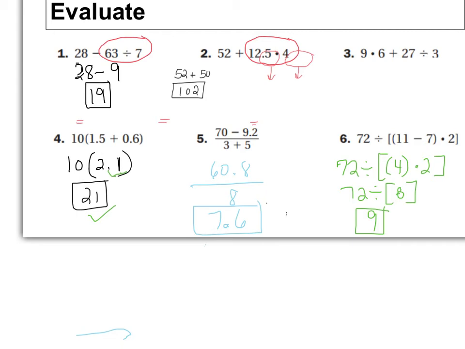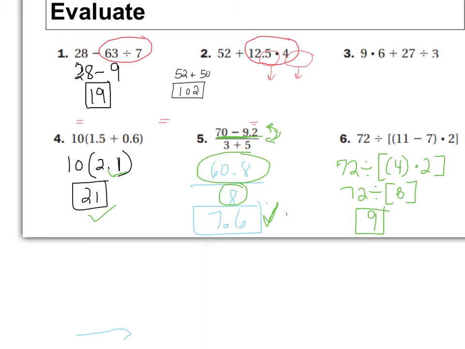Number 5 shows a fraction bar as a grouping symbol, which means it separates the top from the bottom. That's what that grouping symbol does. So that means you evaluate the top, which is 60.8. You evaluate the bottom, which is 8, and then you end up doing the division, 60.8 divided by 8, to get 7.6. So there's an example of a fraction bar as a grouping symbol.